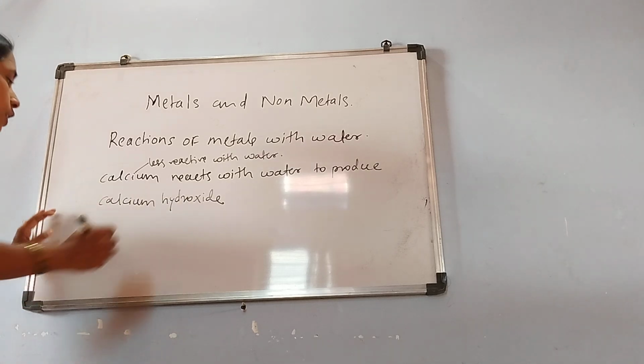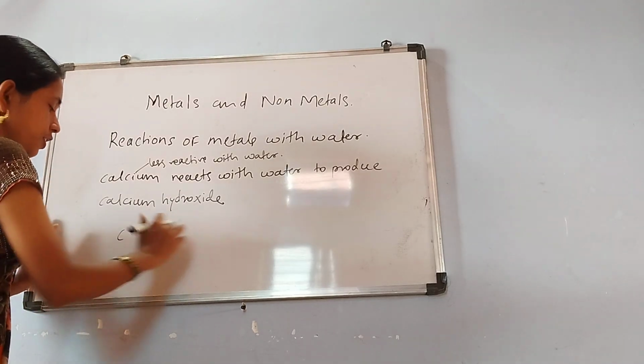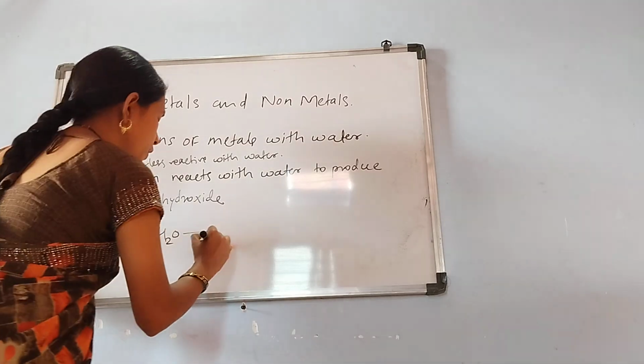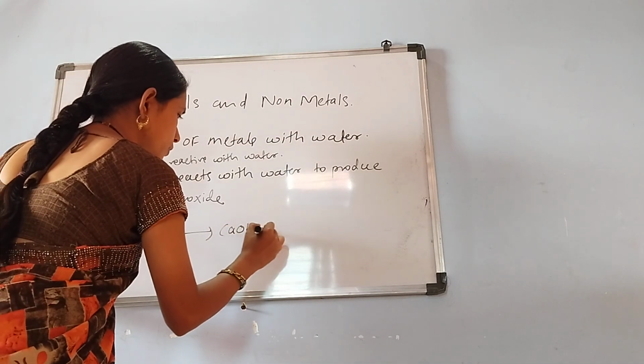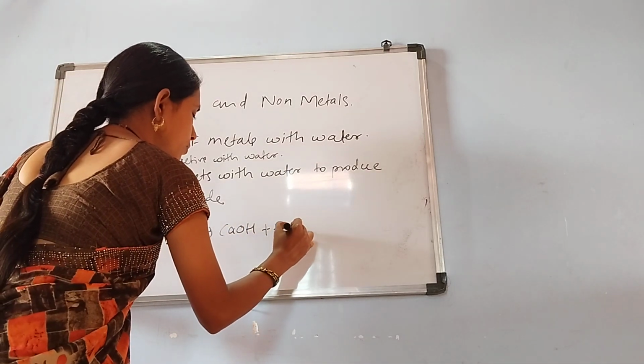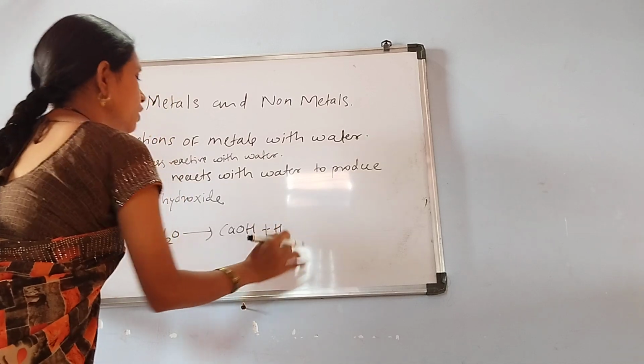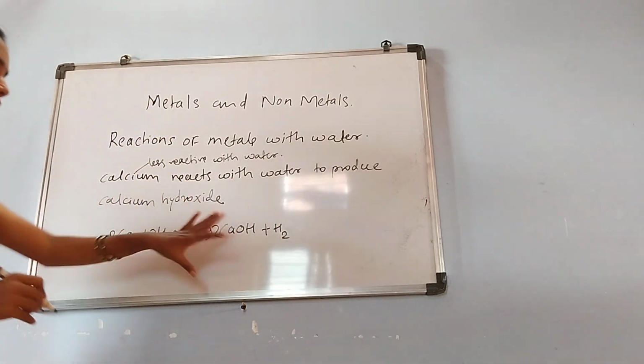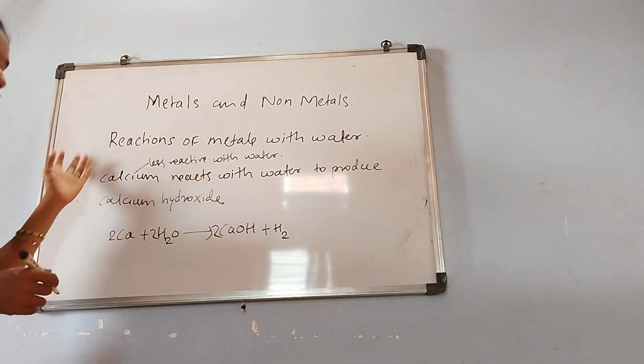The reason is, we can write the reaction here. Calcium is reacting with water. It is forming calcium hydroxide plus H2, with no heat energy here. So now we can just balance it. So this is the balancing of the reaction. Why does calcium float on water?